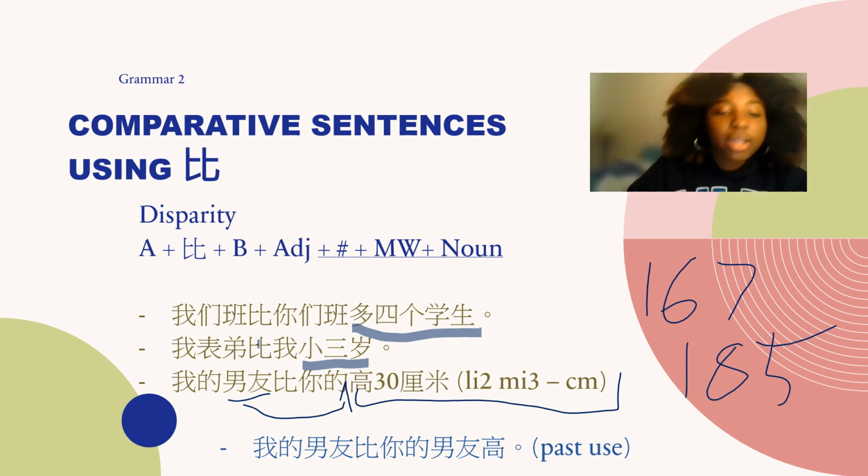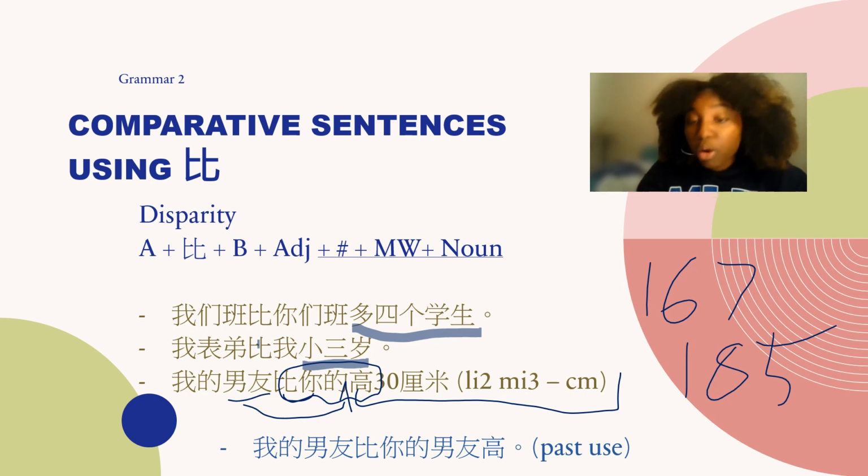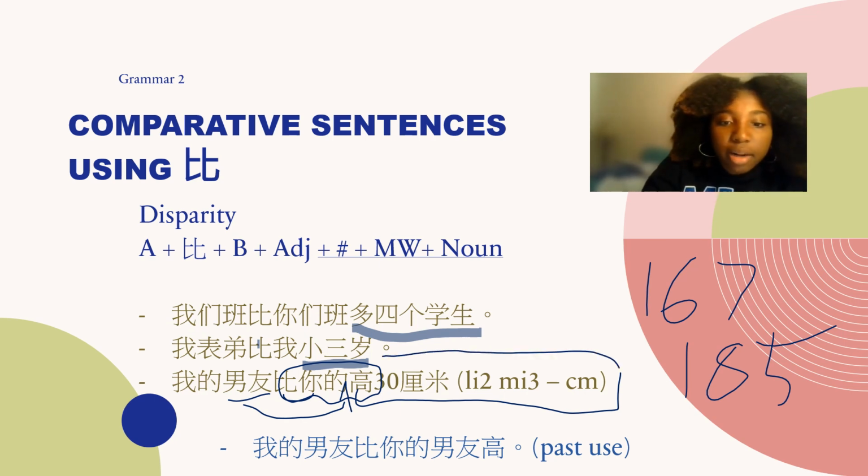So yeah. Anyways, my 男朋友, my man, is taller than yours. So 比你的高, let's look at that order as well. Compared to you, or compared to the other one, adjective, and not adjective compared to the other one. So compared to yours, tall. Tall by what? Tall by 30 centimeters.